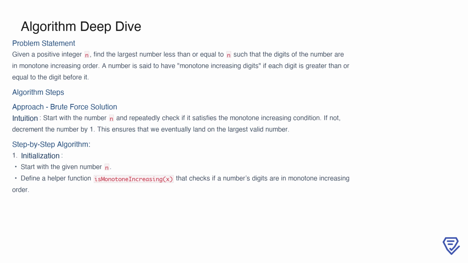To implement this, we initialize the process with the given number n and define a helper function, is monotone increasing, which will help us verify if a number satisfies the monotone increasing condition. This sets the foundation for our brute force solution.